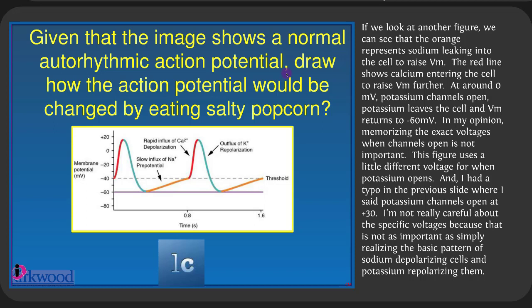So if we look at another figure, we see that the orange represents sodium leaking into the cell to raise VM. The red line then shows calcium entering when we get to negative 40 millivolts, and that raises our voltage up to somewhere between 0 and plus 20. At around plus 20 or 0, somewhere in there, the voltage-dependent potassium channel is open, potassium leaves the cell, and brings our voltage back down to 0.